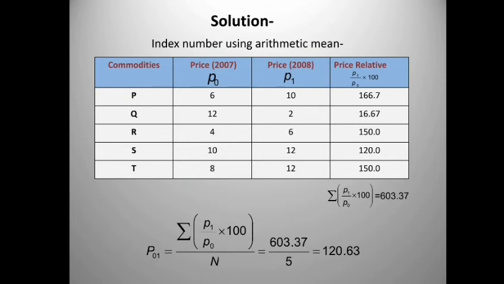So P01 is equal to sigma bracket P1 divided by P0 into 100 closing bracket divided by n. And we have 603.37 divided by 5, and it comes out 120.63.